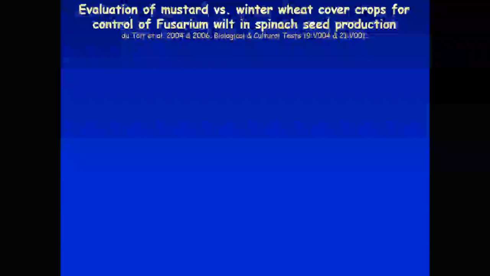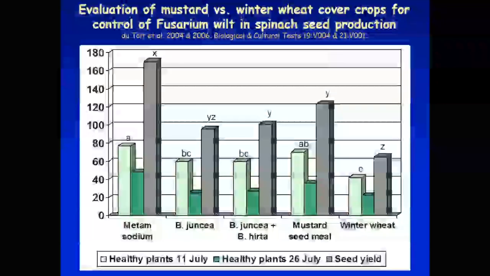This was data from our mustard cover crop. We had metam-sodium, which is a synthetic fumigant, just as a control to see if you used a pretty harsh fumigant, how much would your seed yield increase? If you just look at the gray bars, that's seed yield. Then we looked at Brassica juncea mustard cover crop, and you can see that compared to winter wheat on the very right-hand side, which is a common crop preceding spinach, we increased the seed yield from just over 60. I don't have the unit of measure on the y-axis, sorry, but we did increase it up to close to 100. When we used a Brassica juncea and Brassica hirta, which is an oriental white mustard mix, we got a similar level of increase.